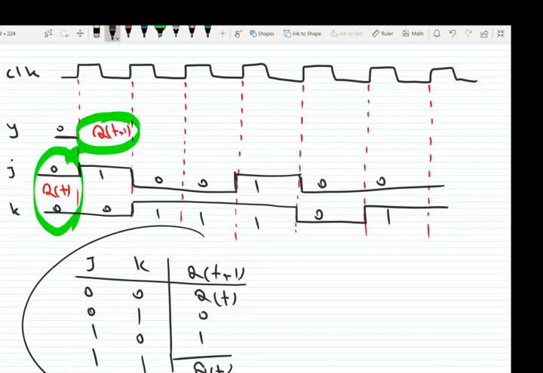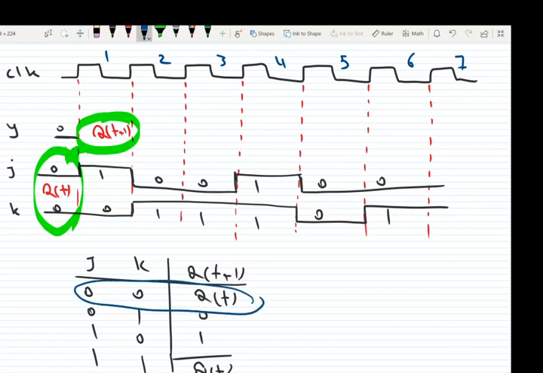Let's do that. The first thing we do is determine Q of t plus 1 in cycle 1, cycle 2, cycle 3, cycle 4, 5, 6, and 7. In cycle 1, we should look at J and K for Q of t. So J and K both are 0. 0, 0 means Q of t plus 1 is equal to Q of t. Because Q of t is 0 at this moment, Q of t plus 1 will remain 0.